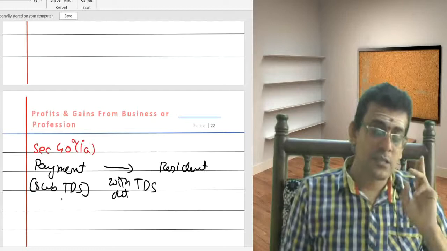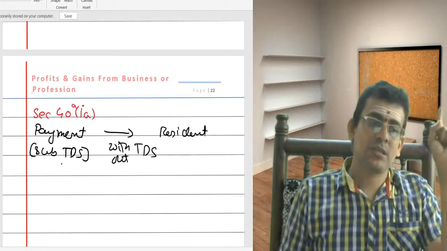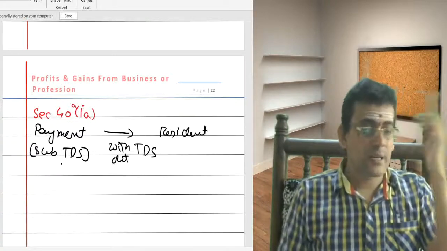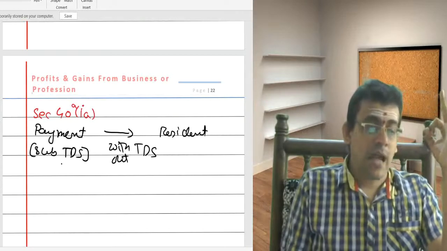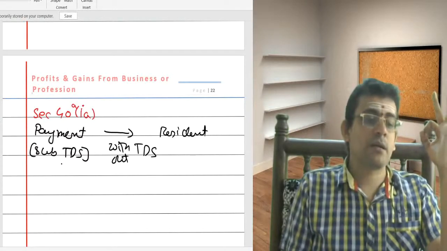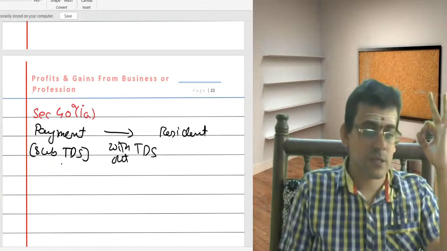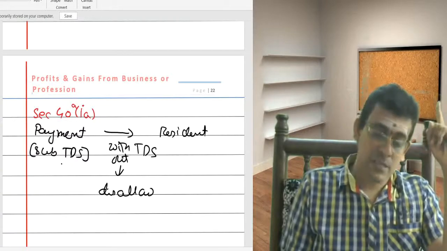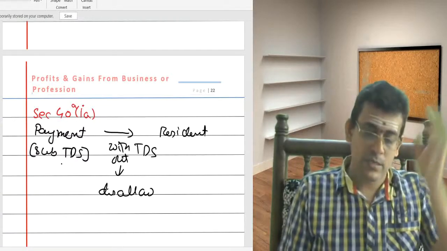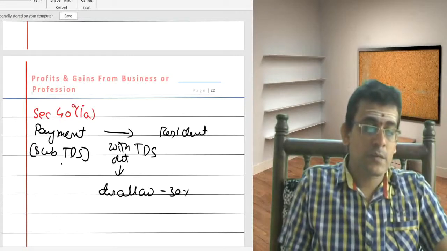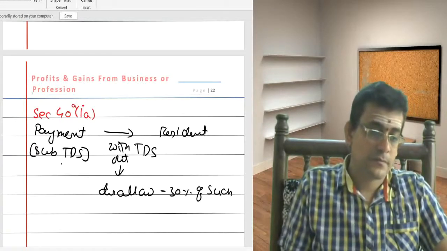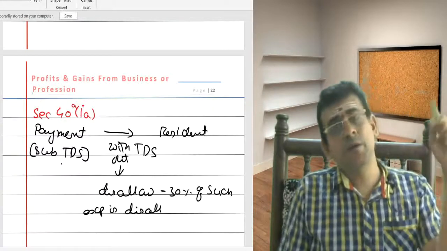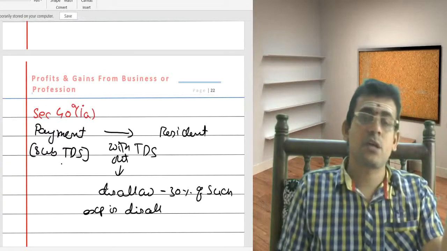Now, what is the difference between both the sections? In that section the recipient is a non-resident. In this section the recipient is a resident. And the other difference is what? Here, the Act says whenever any payment is made without deduction of tax to a resident, it also says disallow. But that section says 100% disallow. This section says that 30% of such expenses is disallowed. There you are disallowing 100%. In this case you are disallowing 30%.